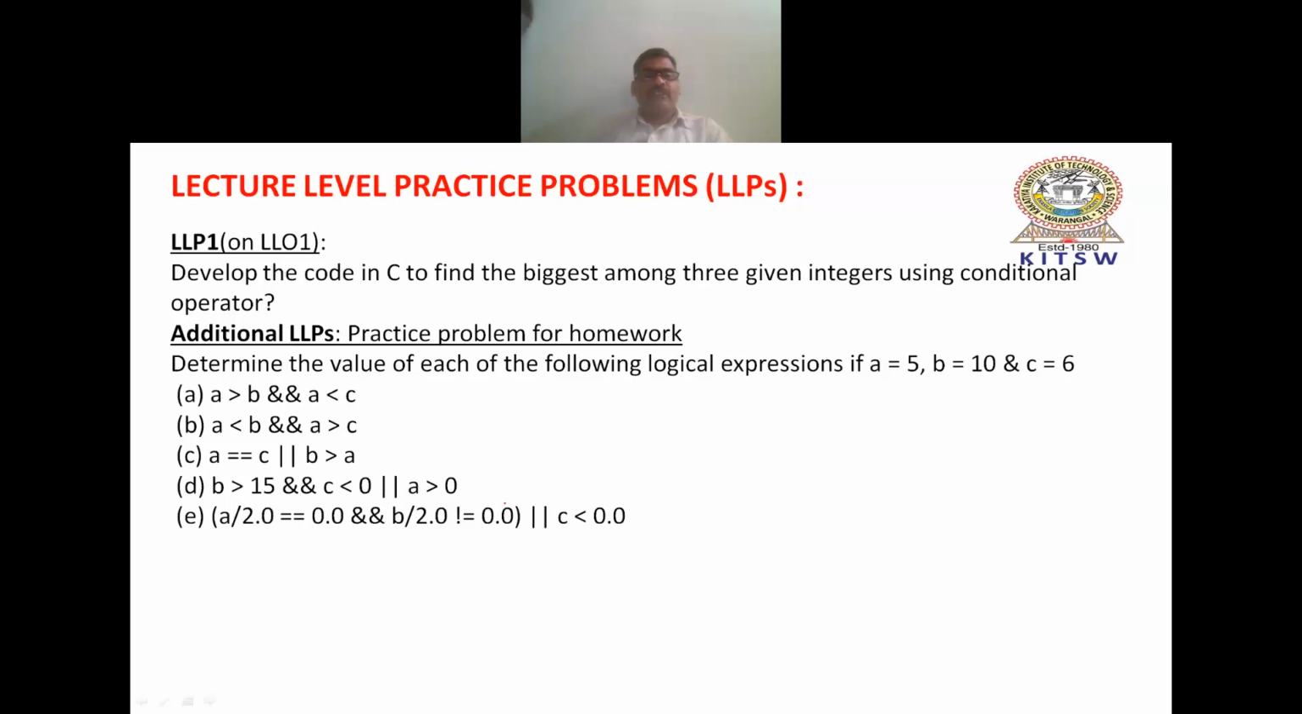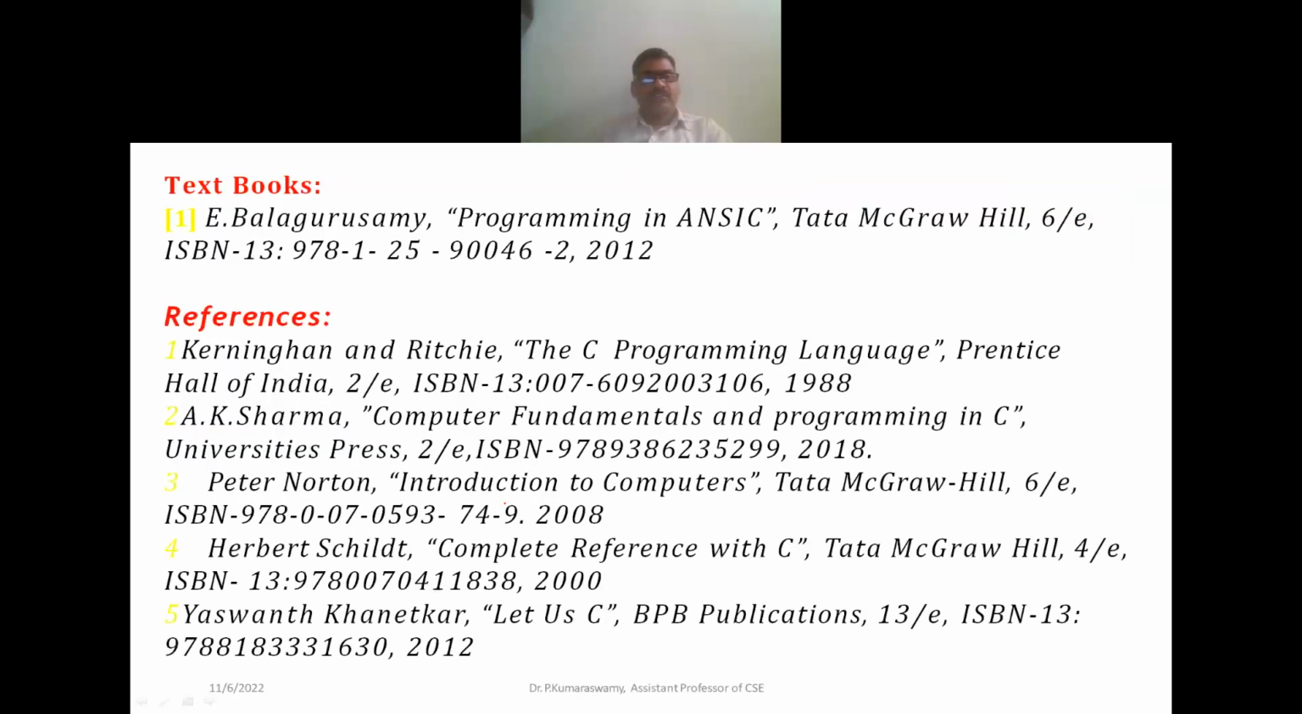So this is a lecture level practice problem. Develop the C code to find the biggest among three numbers using conditional operators that we had a discussion on. And these are the additional practice problems. You can determine whether the value of the following logical expressions are true or false, if the given values of A and B are 5, 10 and C is 6. Okay. So this is additional learning. This is the prescribed textbook and additional learning.